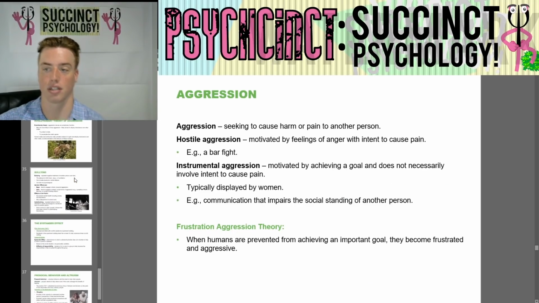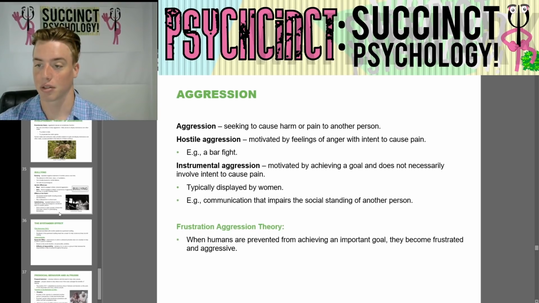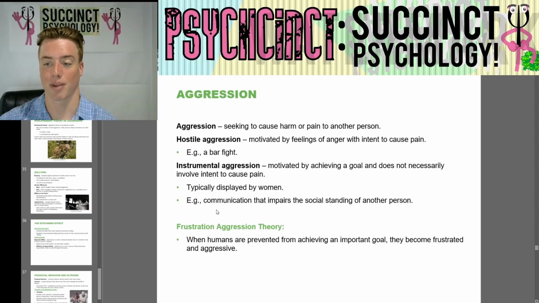Next, we have aggression, which is seeking to cause harm or pain to another person. You have hostile aggression, which is motivated by feelings of anger with intent to cause pain, for example, in a bar fight. Instrumental aggression is motivated by achieving a goal and does not necessarily involve intent to cause pain. This is typically displayed by women, an example being communication that impairs the social standing of another person. Frustration aggression theory is when humans are prevented from achieving an important goal, they become frustrated and aggressive.